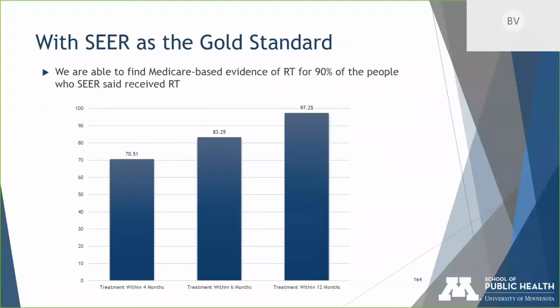Now, if we flip it and we use SEER as the gold standard, we are able to find Medicare-based evidence of radiation therapy for 90% of the people who SEER said had received radiation therapy. You actually see the opposite trend when we flip this, and you're seeing higher concordance the longer we extend our treatment window. Again, this is not unexpected as Medicare includes all of the radiation therapy that an individual received.